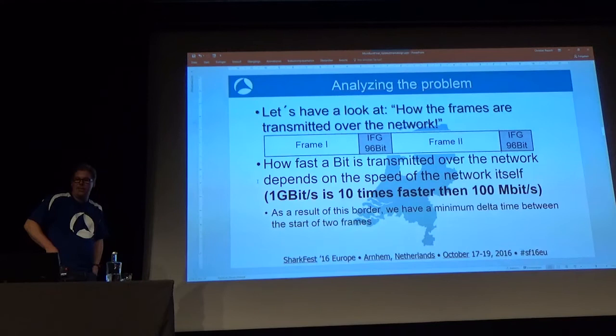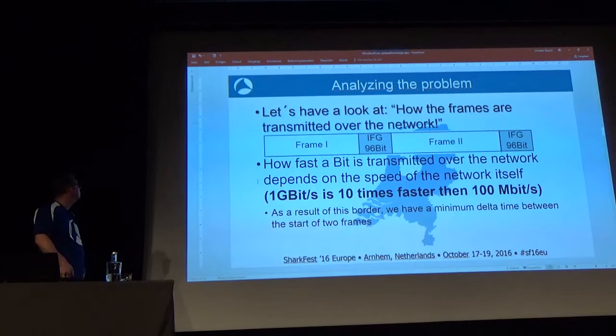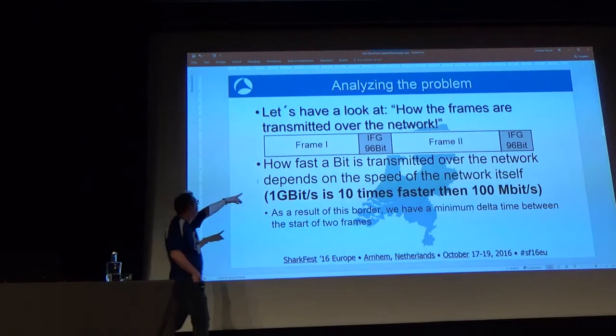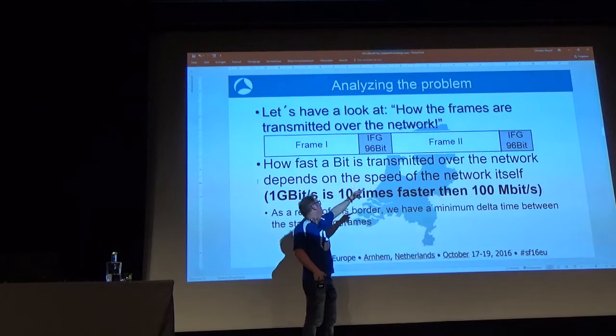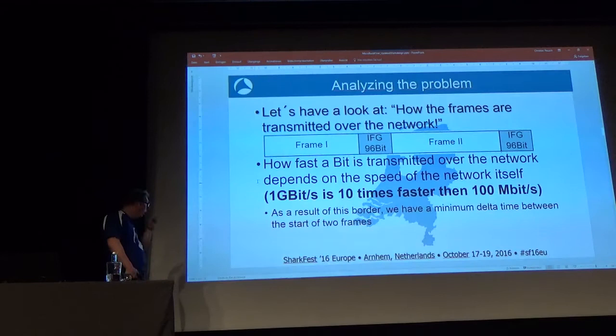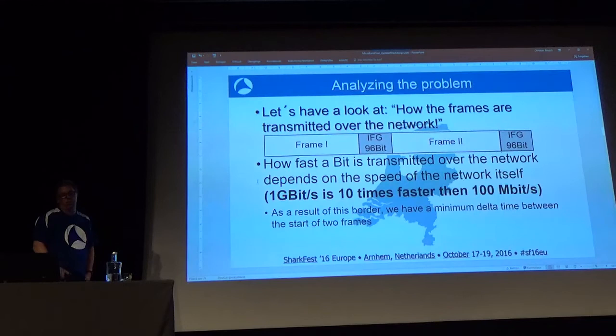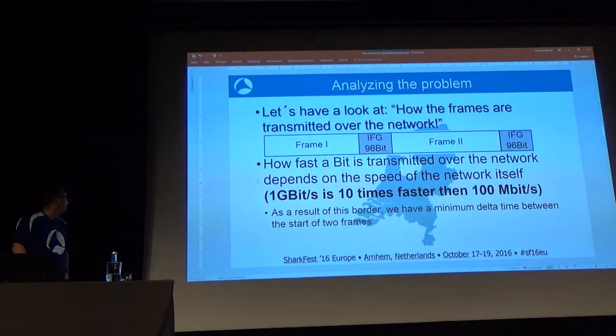So let's have a look at how the frames are transmitted over the network. When we have a frame, the smallest gap between two frames is an inter-frame gap of 96 bits, and then the next frame may come. How fast a bit is transmitted depends on the speed of the network itself. So 1 gigabit is 10 times faster than 100 Mbit. And that's the interesting fact that we must know.